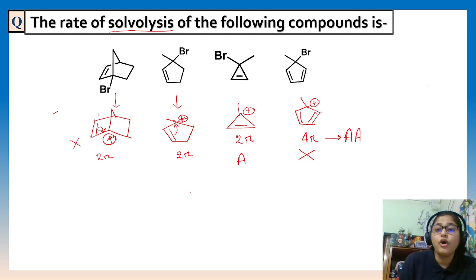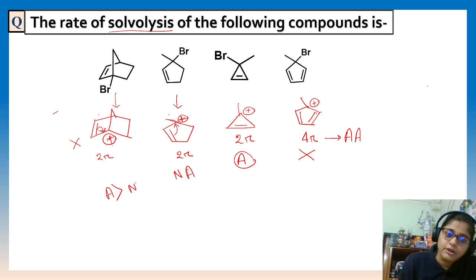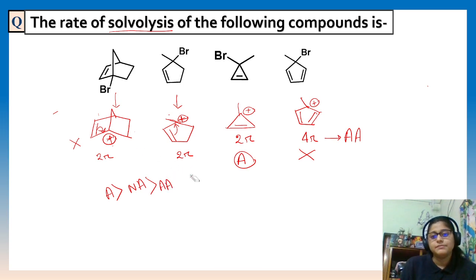So what will be the order then? This is aromatic. This has conjugation, but it is non-aromatic. Okay. And this has no conjugation also. Okay. And this is anti-aromatic, least stable. So we know that stability of aromatic will be more than non-aromatic, than anti-aromatic. Okay. This we know. But okay. So now this is 1, 2, 3, 4.